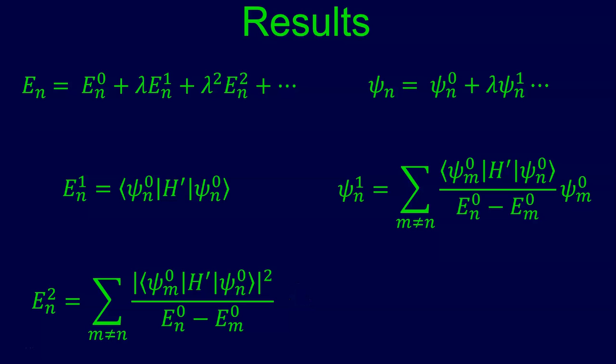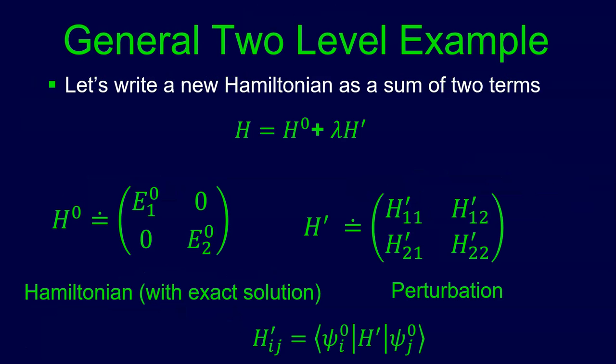Let's do an example. So here's the machinery we developed to deal with time-independent perturbation theory. Let's try this on a pretty simple example, and we'll only use the energies. It actually turns out that the majority of the time, people are only interested in the energies. We have the wave function there, but typically the energies will be the thing people are most interested in. So let's look at a general two-level example.